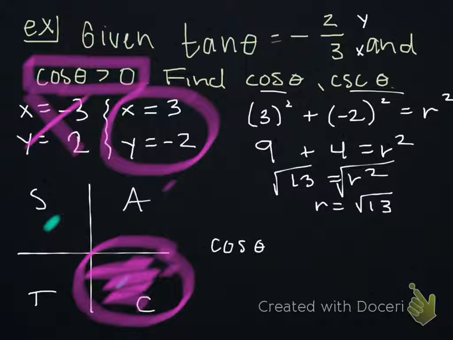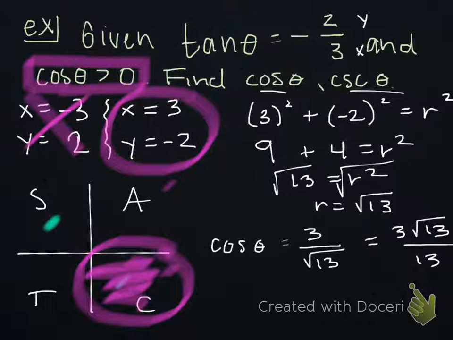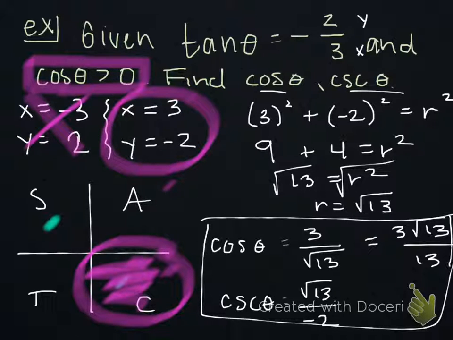So they want us to find cosine and cosecant. So cosine of theta is x over r. So my x value is 3 over my r value of root 13. After rationalizing, I get 3 root 13 over 13. And cosecant is r over y. So my r value is root 13 over the y value of negative 2. And there's nothing I can do there. That's our final answer. So these are our 2 answers to the problem.